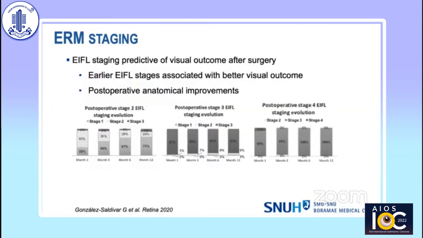Investigators have reported EIFL staging to be predictive of visual outcome after surgery, saying earlier EIFL stages are associated with better visual outcome. When postoperative anatomic improvements were analyzed, those in the earliest stages showed anatomic improvement at 1 year, whereas those in stages 3 and 4 showed less improvement, demonstrating the majority of patients to remain in the same anatomic state even after surgery.